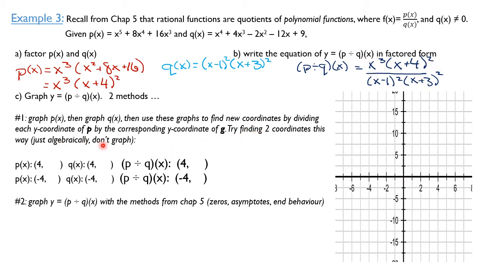So we're not going to graph it. We're not going to graph this in red and graph this in light blue and then divide them all. So we're just going to come up with some coordinates. So first of all, P at x, P at 4. Now, sometimes it's easier to sub into the original without all the factored parts. So you can sub your 4 in right here if you want to, or you can sub it in here, whatever you like. What is P at 4?